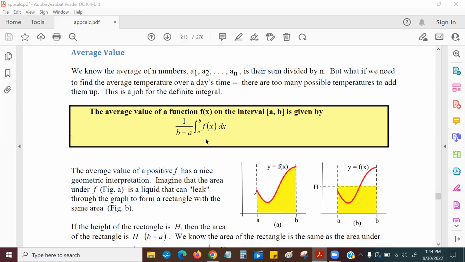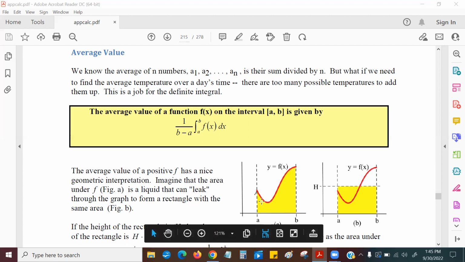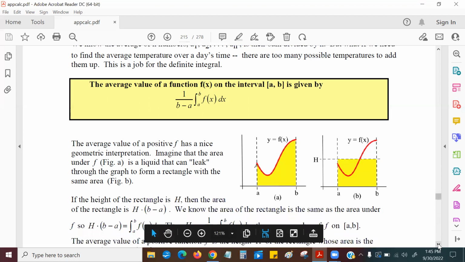Now, this formula, if you think about it, is such a great visualization. Imagine that this yellow stuff is liquid, and it just settles. It settles into this little tank, all that stuff comes down, this stuff goes up, and it forms a rectangle. So the area of the rectangle is b minus a, this length here, times the average of the function, and that is awesome.